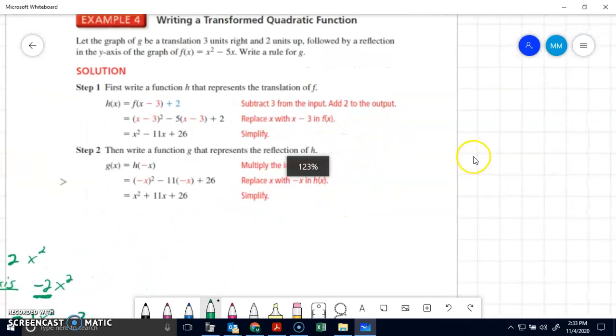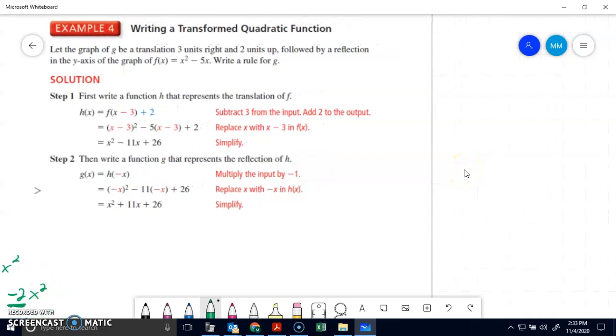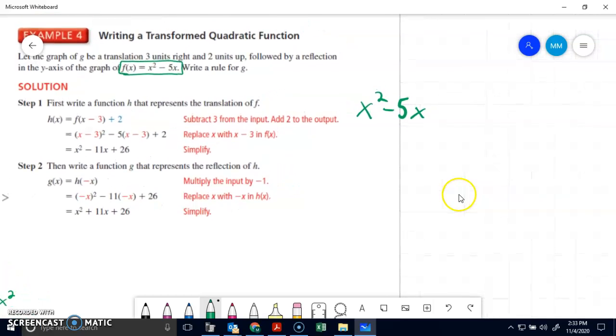Then we have these little bit tougher ones when I'm not starting with the parent function, but I'm starting with another type of function. So right now I'm starting with x squared minus 5x, not just the parent function. Now let's see the transformations they want us to do. It says translate 3 units right and 2 units up, then followed by a reflection in the y-axis. And because they told us to do that in that order, we're going to follow that order.